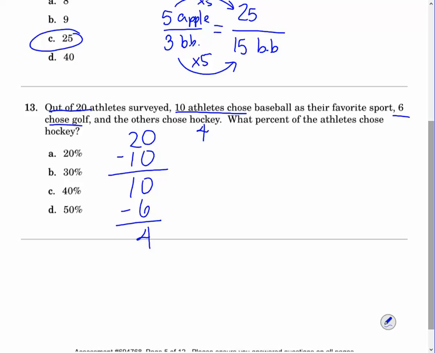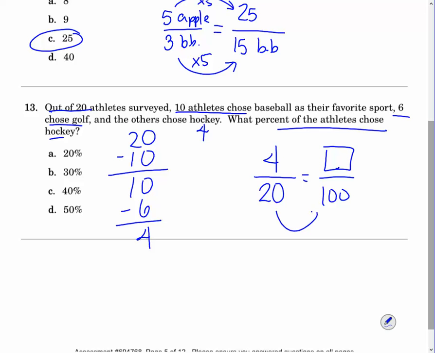We want to figure out what percent chose hockey. So we know it's 4 people out of a total of 20, right? Because we know it's part over whole equals percent out of 100. Well, we don't know the percent. That's what our goal is to find out. So I'm going to put an empty box here, all right? So we want to scale this up to be out of 100. So you multiply it by 5.